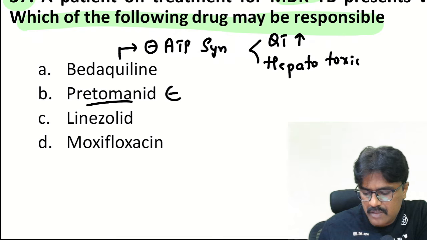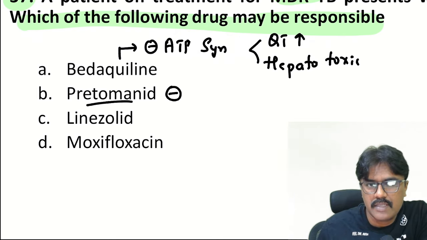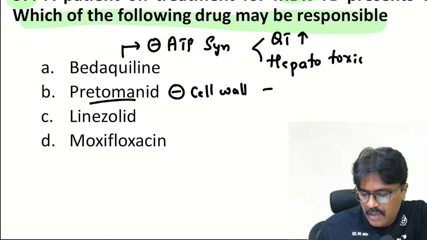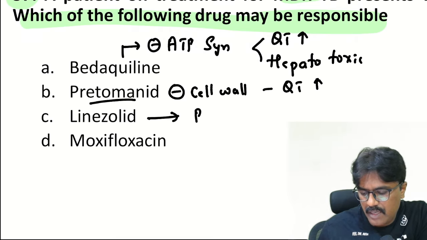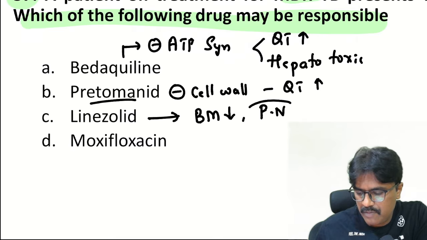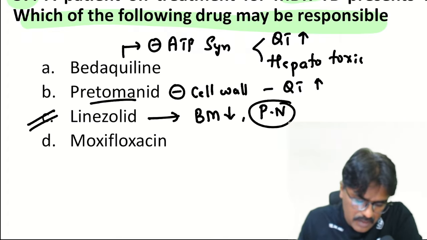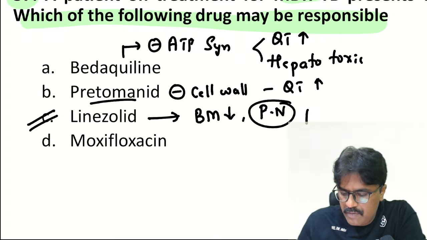Pretomanid inhibits the mycolic acid synthesis. That means it inhibits cell wall. Again, the drug causes QT prolongation. Linezolid can cause bone marrow depression, and also it can cause peripheral neuropathy. And this peripheral neuropathy is responsible for tingling and numbness, so the answer will be C. And the treatment for this is B6, pyridoxine.